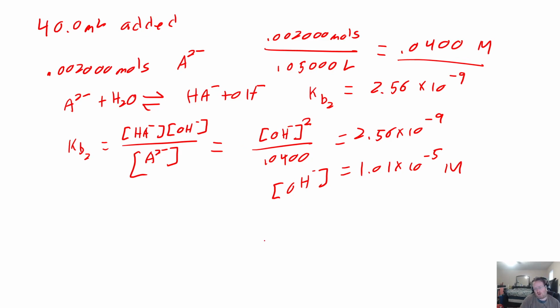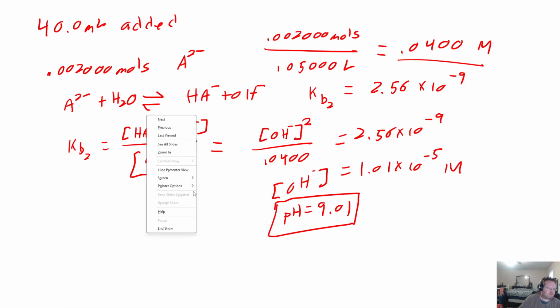I can take the negative log of this, get the pOH, do 14 minus that. When I do that, I will get that the pH equals 9.01. So that's the 40 milliliter case. We're almost done. And I'm ready to be done too. So let's go to the 45 milliliter case. The excess base case. So 45 milliliters added.